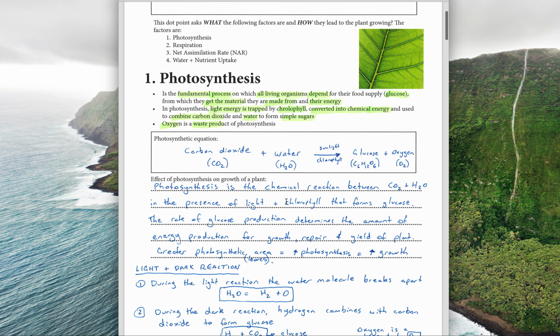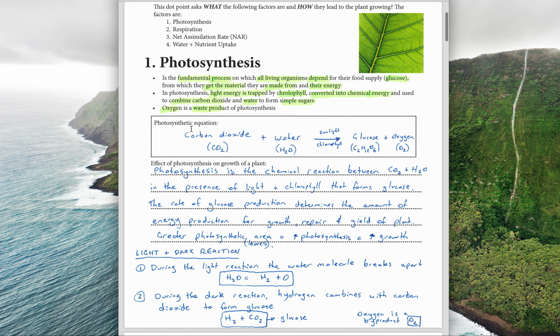So the first one, photosynthesis. Hopefully you have an idea of what photosynthesis is, but it's the fundamental process on which all living organisms depend for their food supply. Not all living organisms photosynthesize, obviously, only plants do, but plants form the basis of energy for animals. So ultimately, all energy that we eat comes from the sun, because at some point either we eat plants or the things we are eating have eaten plants. That is where we all depend on the energy from the sun, and ultimately photosynthesis.